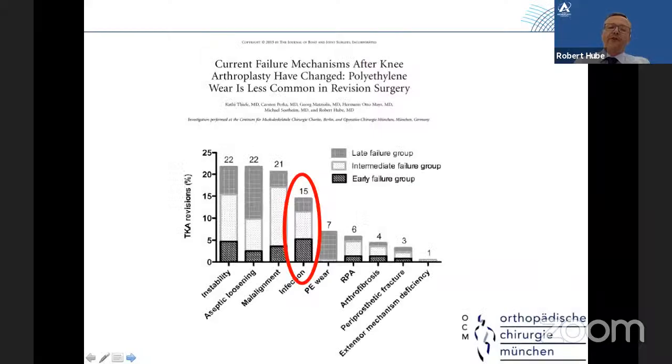If you look at the early failure group, infection is the number one cause, and that is what you see in the registries too by now. Aseptic loosening goes down. We have better implants, better surgical techniques, better polyethylene, better joint surfaces, especially in hip surgery. And infection is climbing up, not by numbers, but per percentage of the failure of our hip and knee replacements.